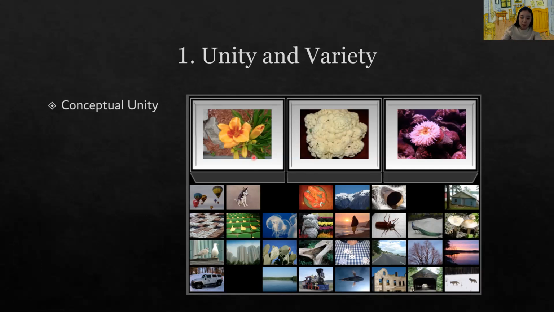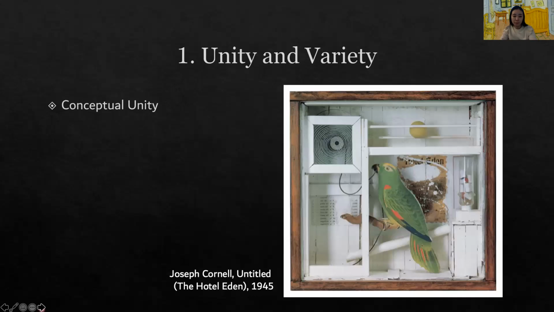So the conceptual links that artists make between symbols and ideas derive from the collective experiences of their culture. So this influences both the means that artists use to create unity and the viewers' interpretations of the work. So this is an actual example of conceptual unity.